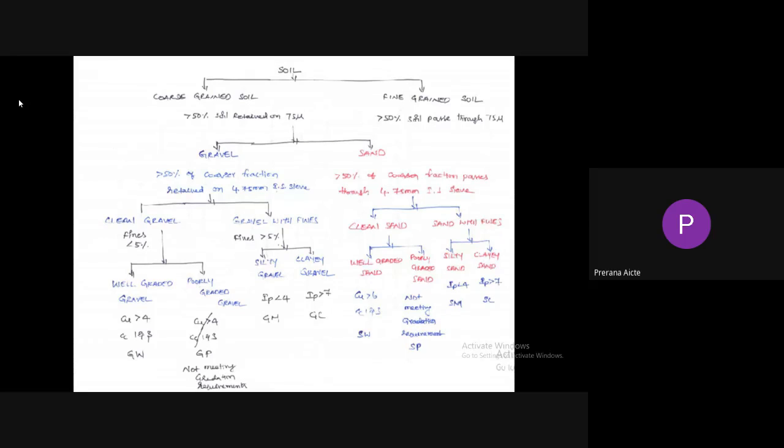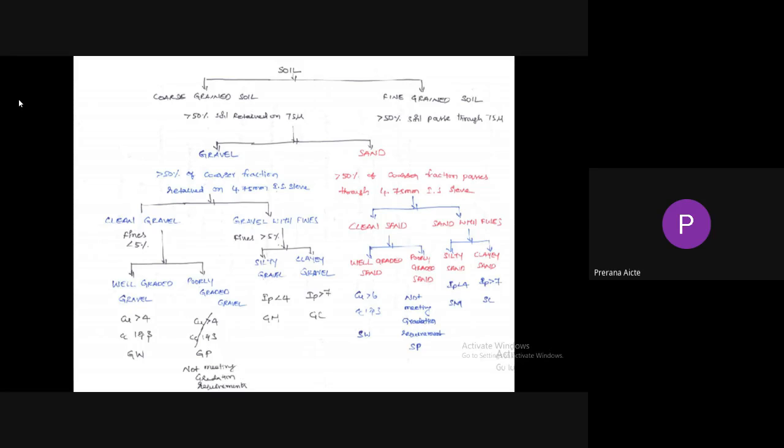Suppose it is a clean sand, fines are less than 5%. Again we have two classifications: well graded sand and poorly graded sand. For well graded sand, the gradation requirements are Cu greater than 6, and coefficient of curvature in between 1 and 3. Then the sand is called well graded sand, denoted by SW. If these two gradation requirements are not met, then the sand is called poorly graded sand, SP.